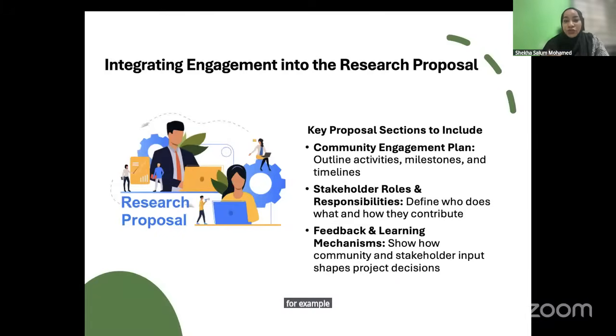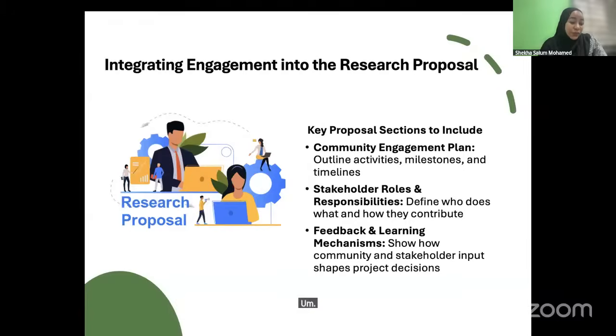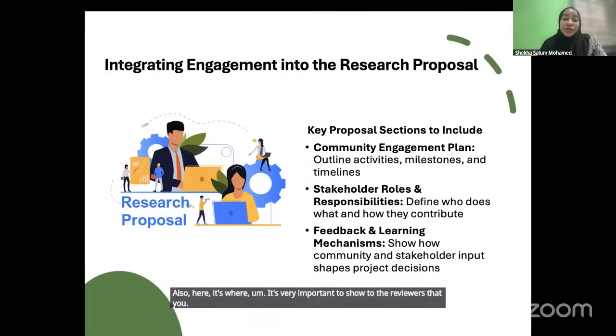roadmap for the work, as in what will happen when. For example, the workshop, the feedback loops, or maybe the recruitment, all of these need to be well identified and well kept, including their timelines. Also, you have to check on stakeholder roles and responsibilities, and define who does what and how they can contribute. Also, here it's very important to show the reviewers that through the collaboration, the stakeholders have committed.